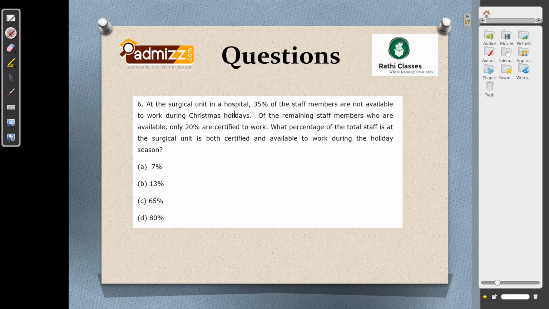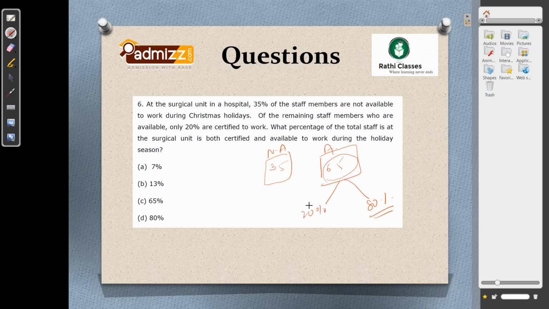It has been asked: at the surgical unit in a hospital, 35% of the staff members are not available to work during Christmas holidays. So imagine if you have 100, that means you need to categorize these two things in your mind, 35 and 65. 35 are the number of people who are not available, while 65 are the number of people who are available. Of the remaining staff, remember, that means we are talking about 65, only 20% are certified to work. That means in this 65, only 20% are certified to work, the remaining 80% are not certified to work. What percentage of the total staff at the surgical unit is both certified and available?